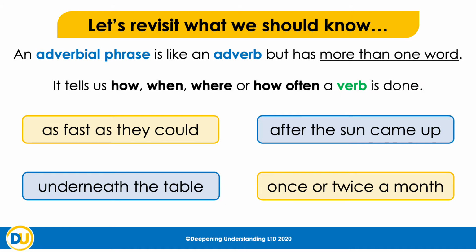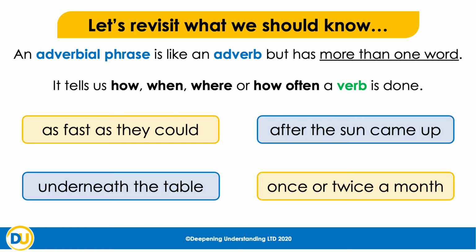So, an adverbial phrase is like an adverb, but it has more than one word. It tells us how, when, where, or how often a verb is done. And remember, a verb is the action word, it's the doing word. So, we've got some examples of adverbial phrases.